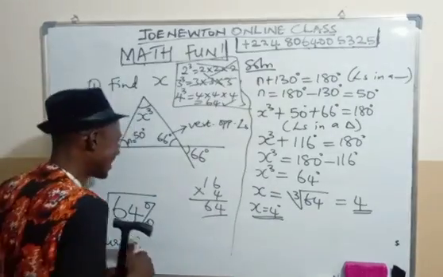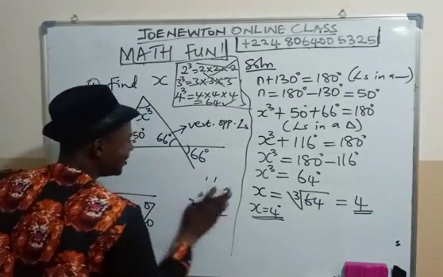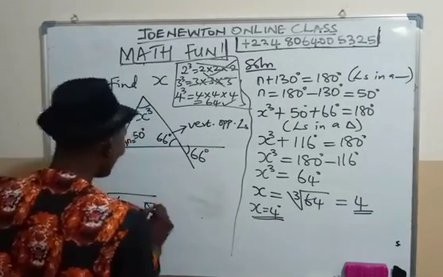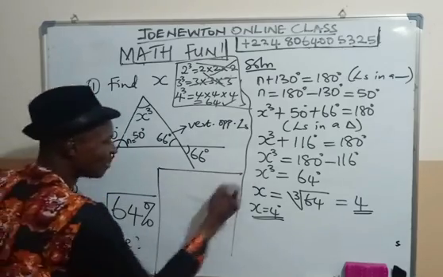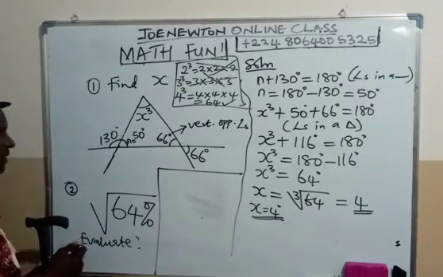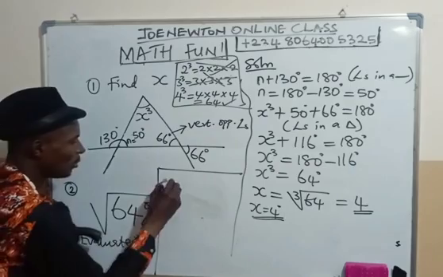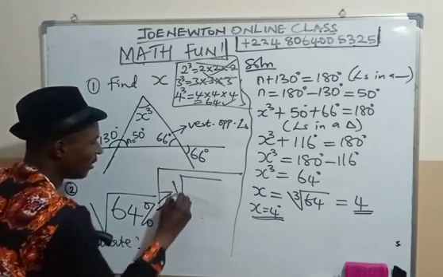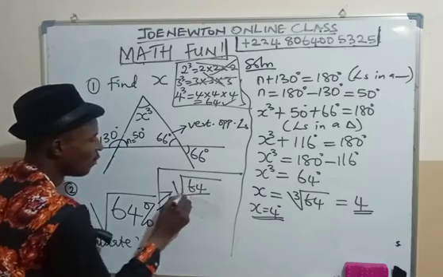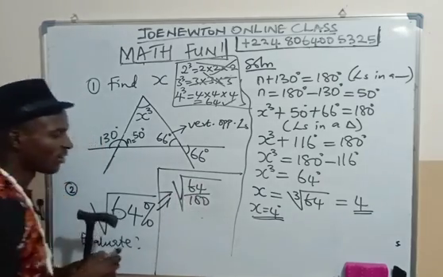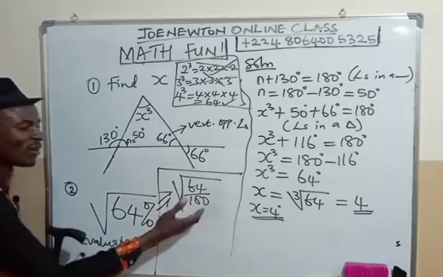No problem. Okay. Now we continue. Now looking at this, let us manage this portion of the board. 64%, the square root of 64%. Very simple. This will become square root of 64 over 100, because 64% means 64 over 100.